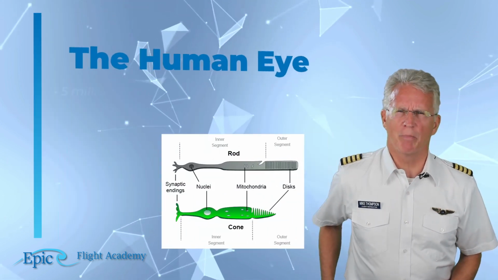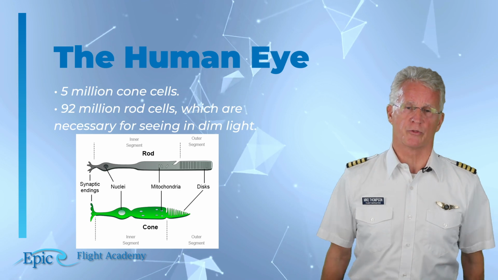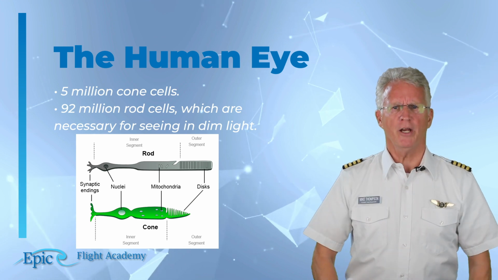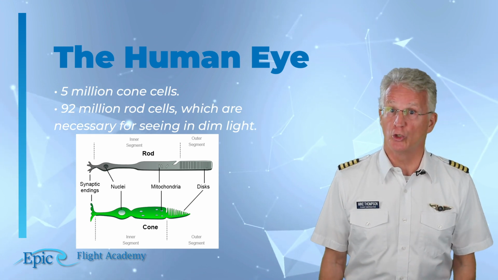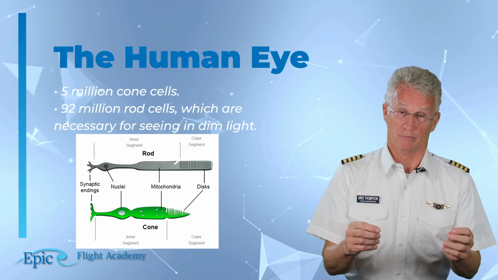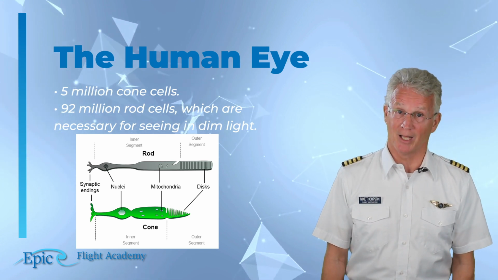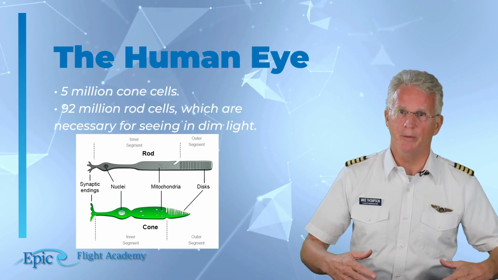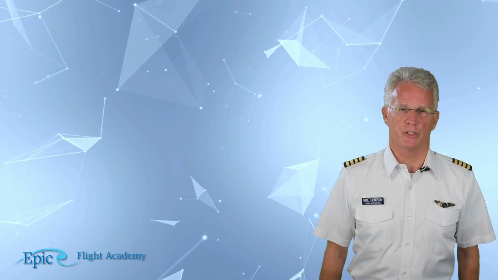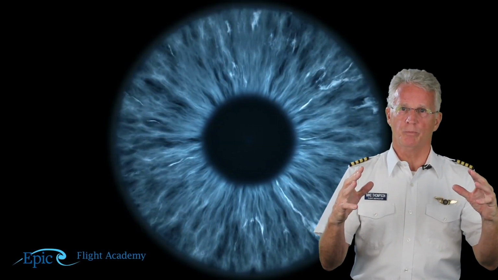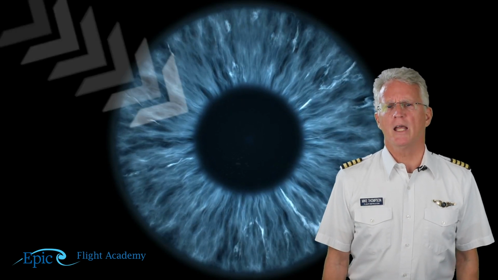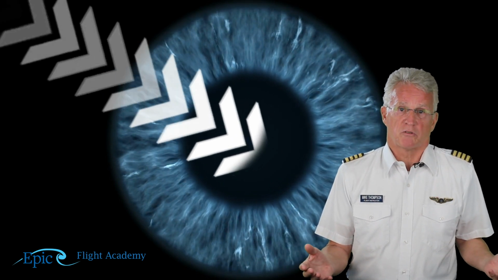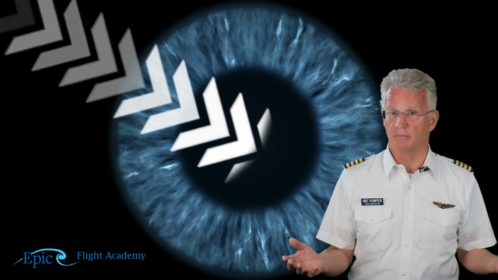The human eye contains about 5 million cone cells, which function best in bright light. On the other hand, the human eye contains about 92 million rod cells, which are necessary for seeing in dim light. To see effectively at night, the eye needs time to adjust. To accomplish this, the iris expands the pupil as wide as possible, letting as much light as possible into the eye. Now, this takes only a few seconds, up to a minute maybe, to be completed.